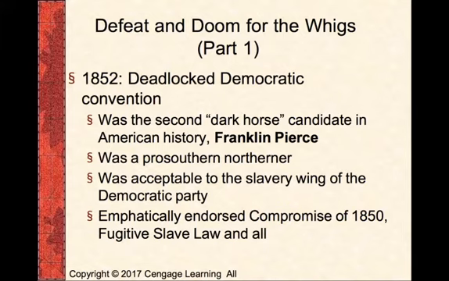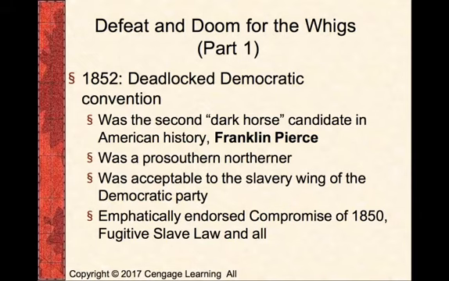1852, you have another presidential election. Millard Fillmore does not run for president, I don't believe. I had to go back and look at that. Or he's not nominated anyway. The Democrats have a deadlock convention, and so they settle on candidate Franklin Pierce. He's another, quote, dark horse candidate. He was a New Hampshire lawyer/politician.